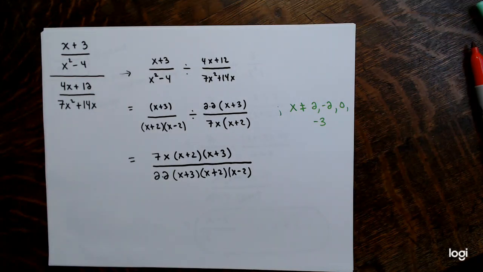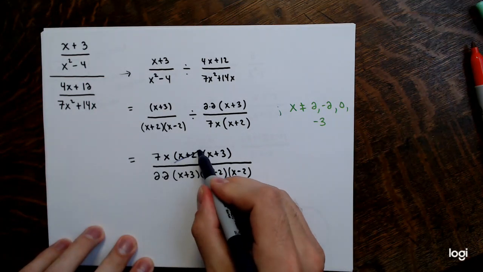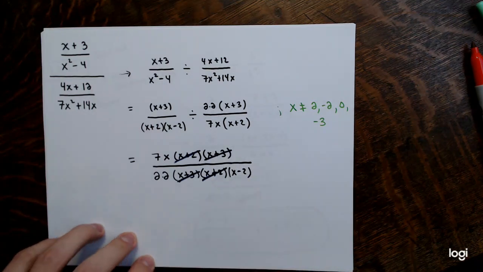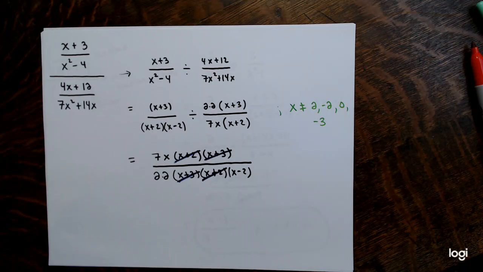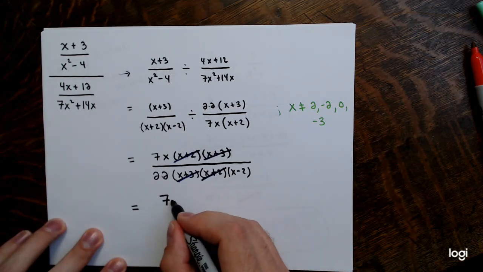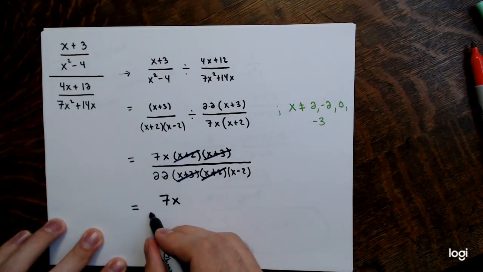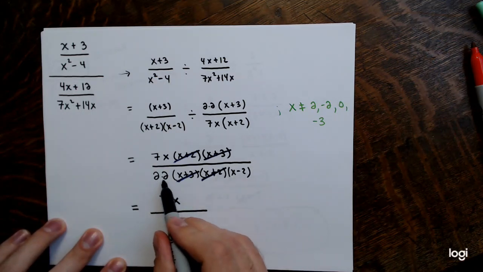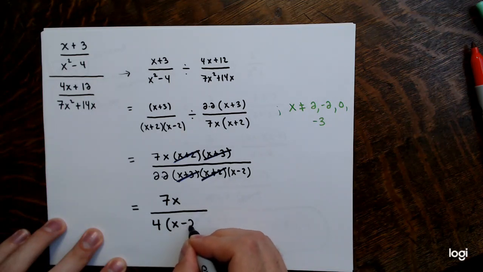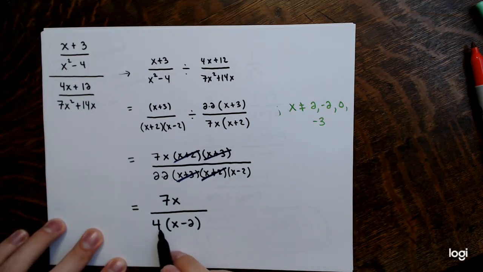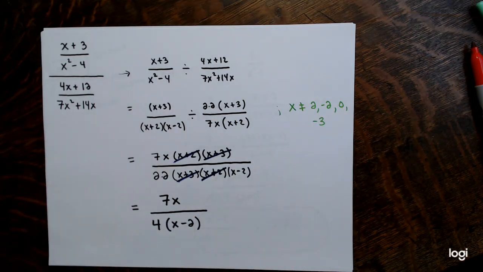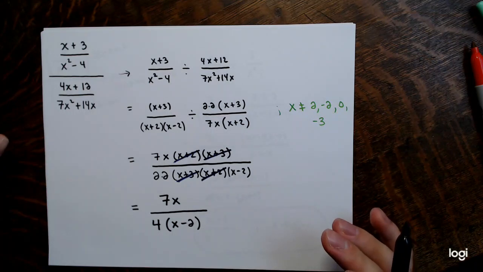And then we cancel common factors. I'm seeing x plus 2, x plus 2, x plus 3, x plus 3. Right? Those all become 1. And that's it. Right? So what I'm left with is 7 times x in the numerator divided by 2 times 2, which is just 4, times this quantity x minus 2 in the denominator. And again, if you'd like, you can make that 4x minus 8, but this fraction is considered simplified because there are no common factors in the numerator and denominator.